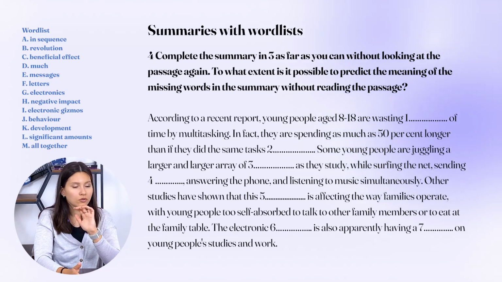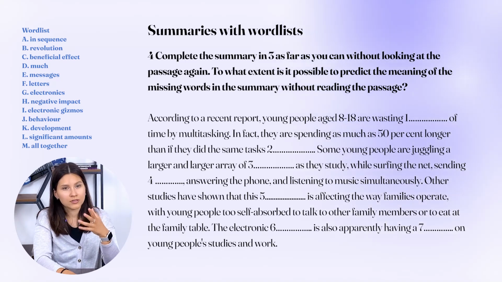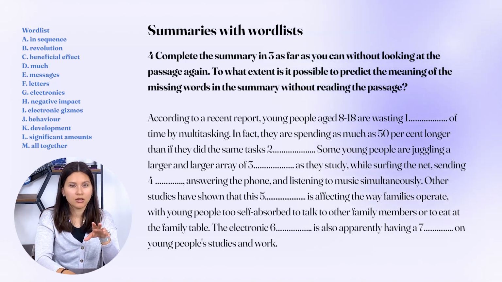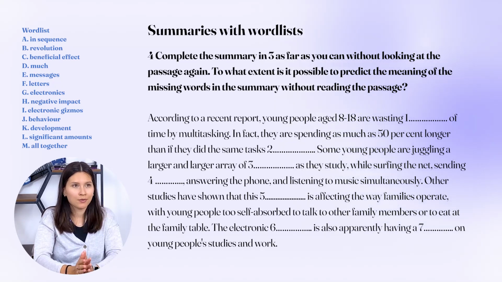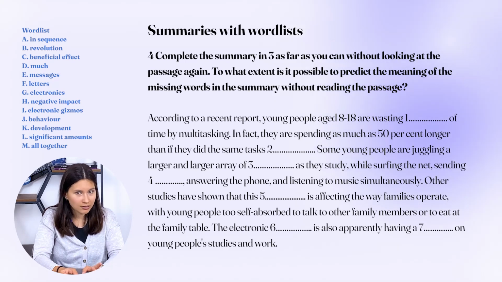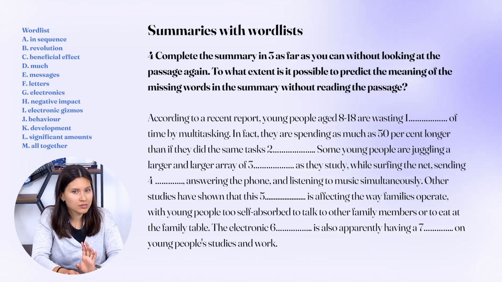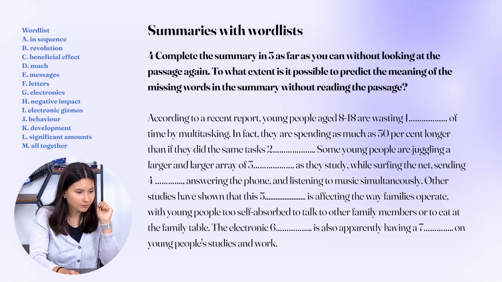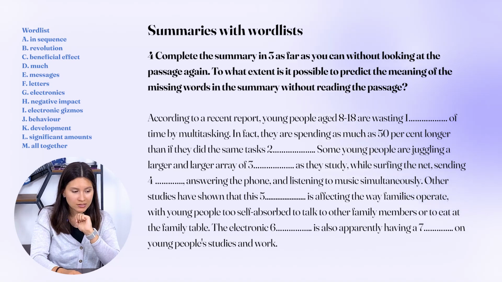Okay, so here you are given the word list and the summary. So the only thing you can do is to quickly analyze every gap and see whether it is obvious, whether it is crystal clear what kind of vocabulary or what kind of word type is going to go into the gap, okay? So by reading the first one, you will see the word wasting, something missing of time by multitasking. Wasting bears a negative connotation, which means that we are talking about wasting some amount of time, right? So you will have to pay attention to the word list referring to this idea. The next is, in fact, they are spending as much as 50% longer than if they did the same tasks.